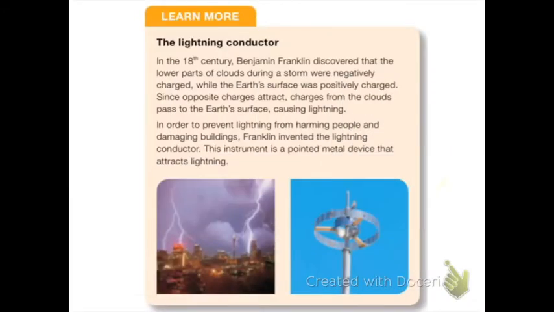The lightning conductor. In the 18th century, Benjamin Franklin discovered that the lower parts of clouds during a storm were negatively charged, while the Earth's surface was positively charged. Since opposite charges attract, charges from the clouds pass to the Earth's surface, causing lightning. In order to prevent lightning from harming people and damaging buildings, Franklin invented the lightning conductor. This instrument is a pointed metal device that attracts lightning.